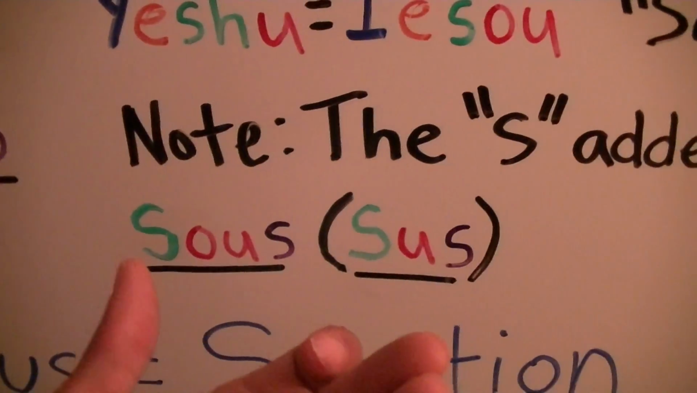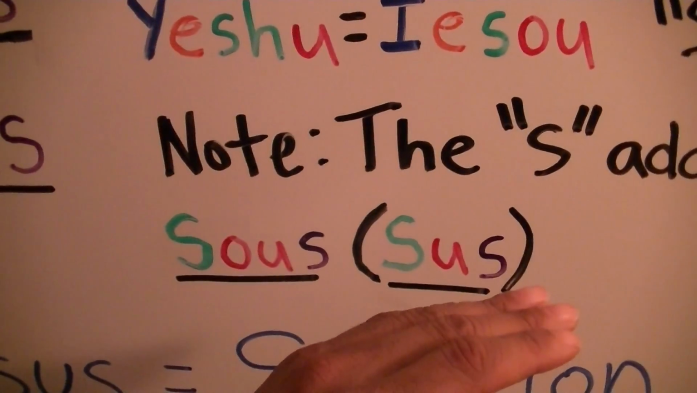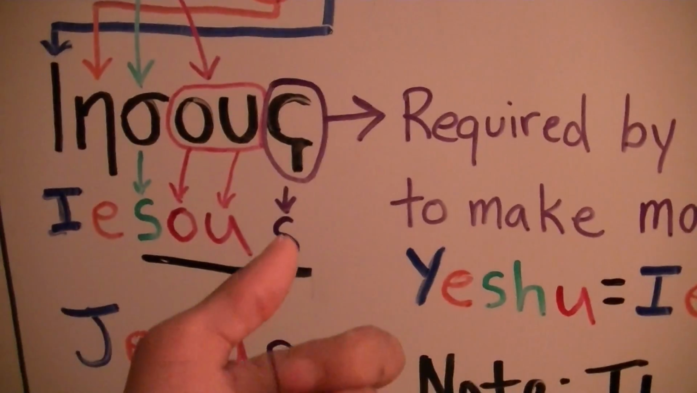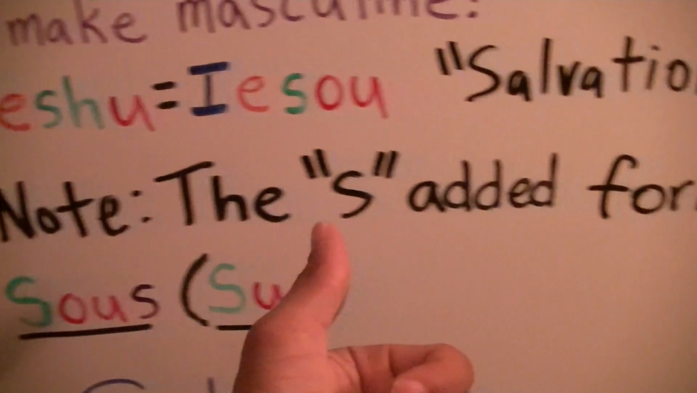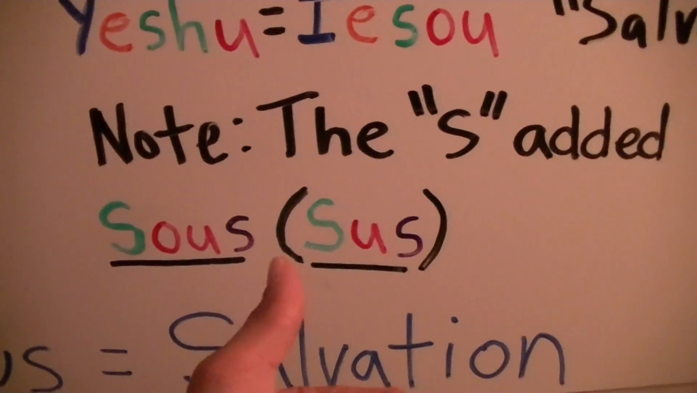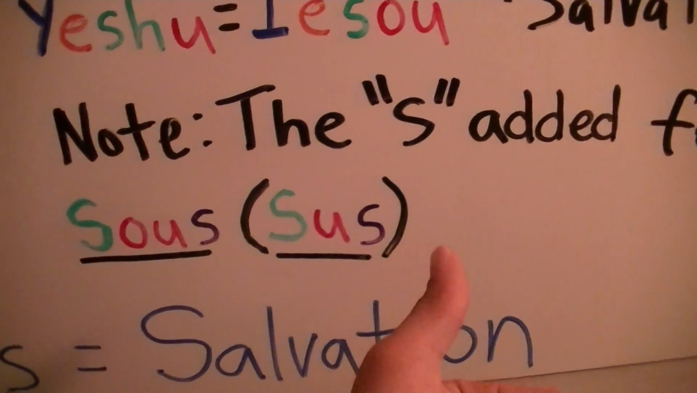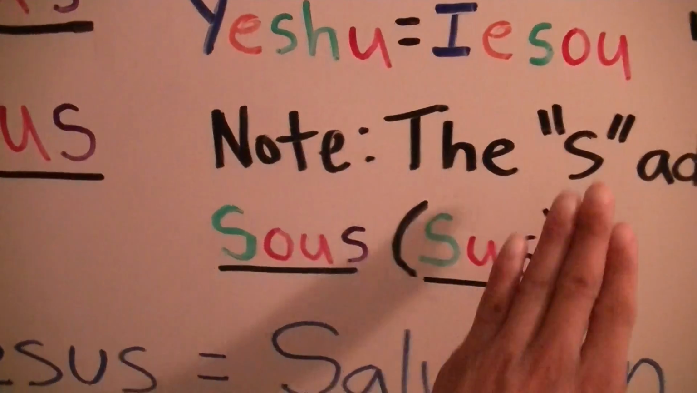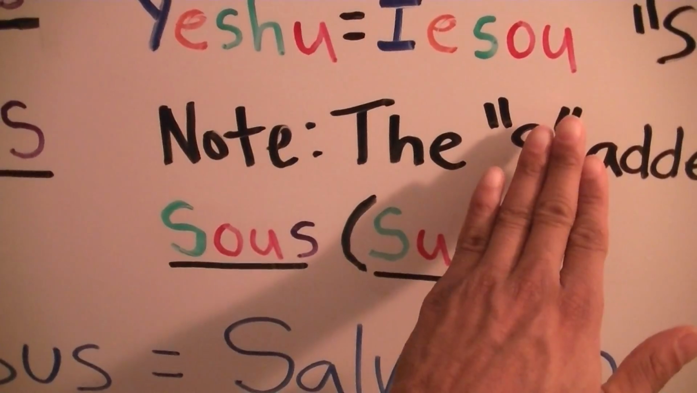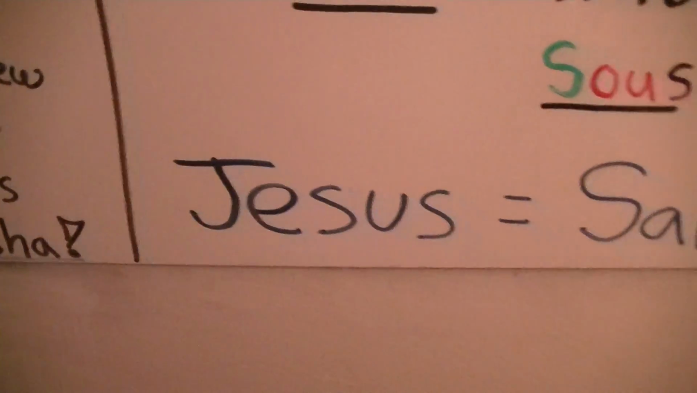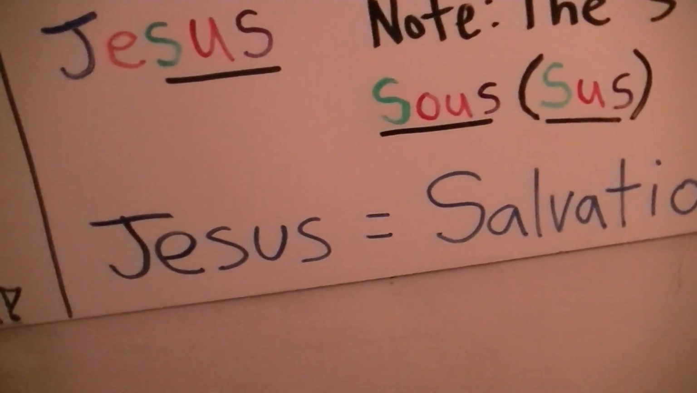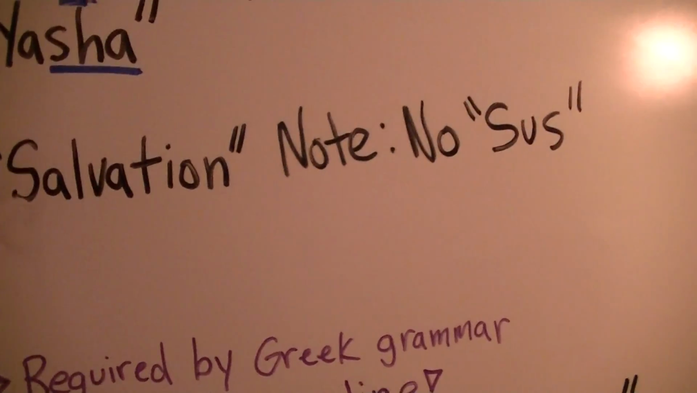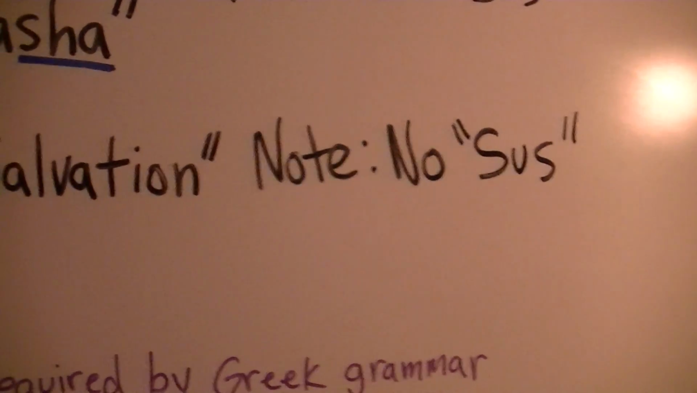All right. Like I said, this is where you actually see the letters that form the word sus come about, once this S is added. So note the S added forms SOUS, or as you see in the name Jesus, SUS. But once again, that right there stems from a word that means salvation. All right. So the name Jesus actually means salvation. Once again, it came from a word in the Hebrew that means salvation, which has no root word sus.